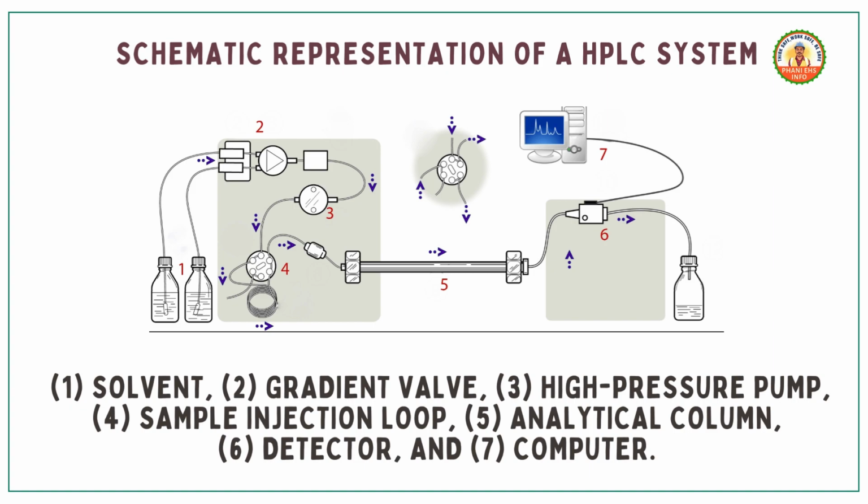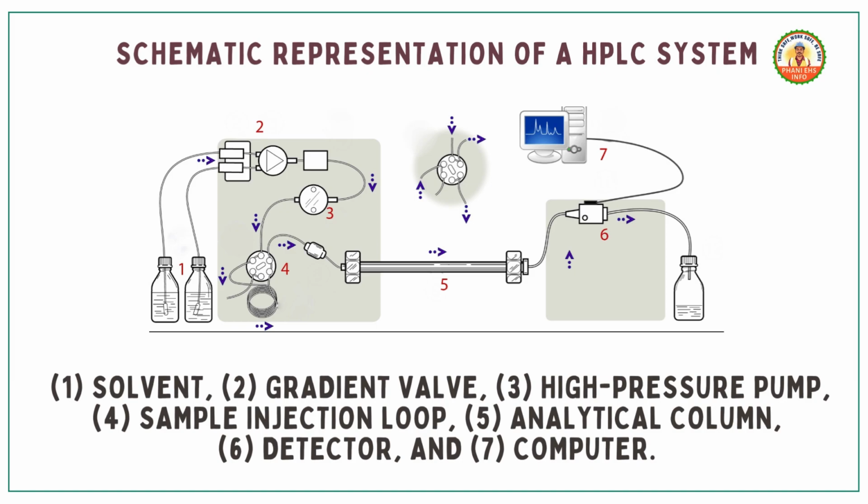Sample injection loop: this is where the sample mixture is introduced into the system. The loop ensures that a precise volume of the sample is injected into the flowing stream of solvent. Analytical column: the heart of the HPLC system, this column is packed with a stationary phase material. As the sample passes through, its components interact differently with the stationary phase, leading to their separation.